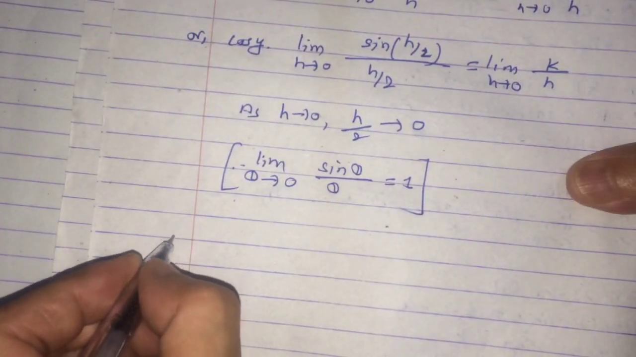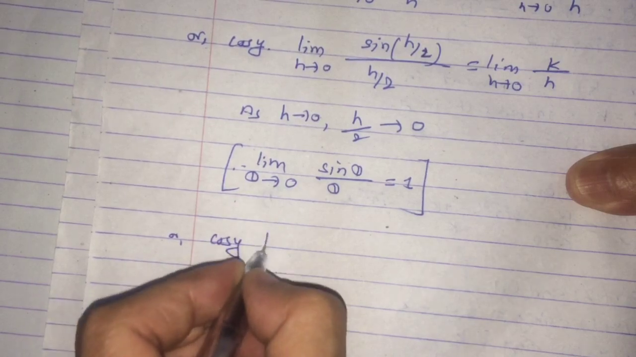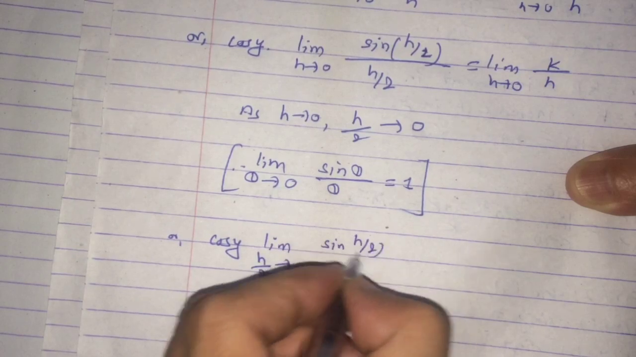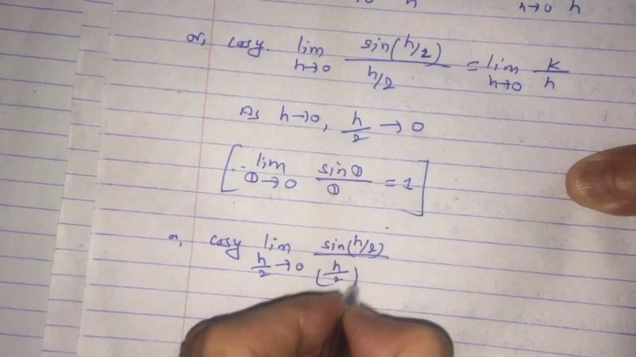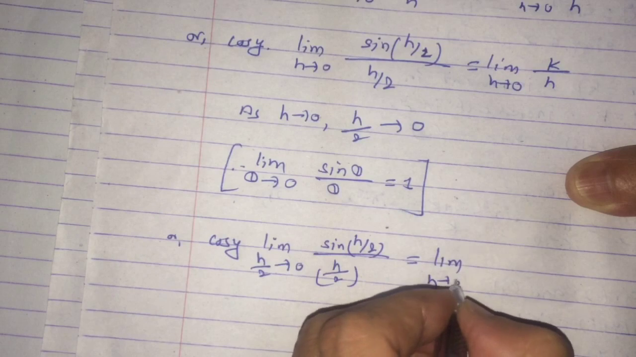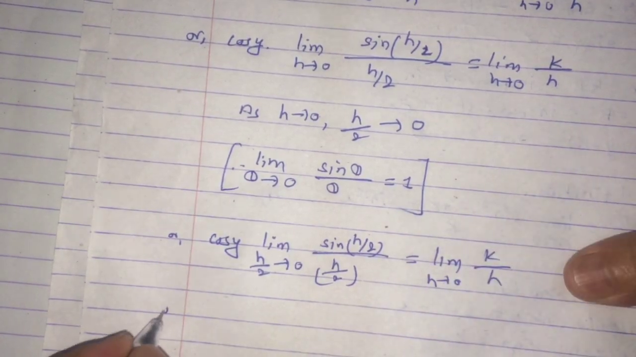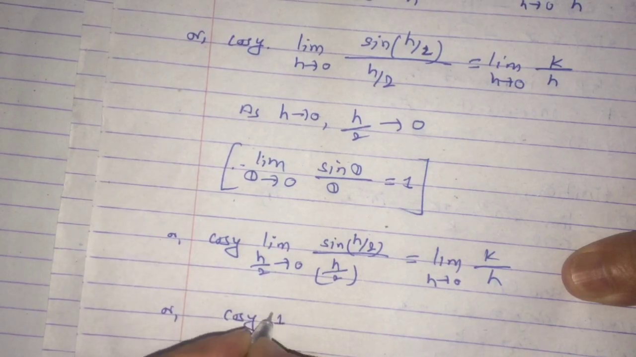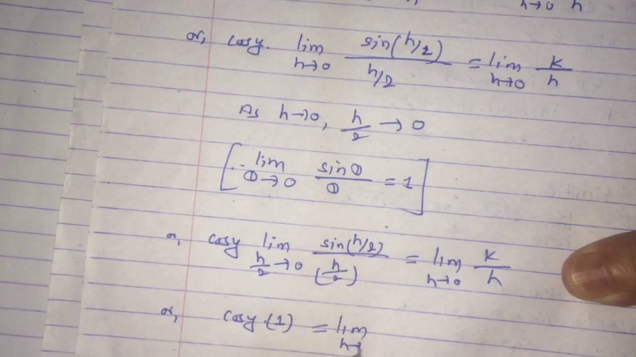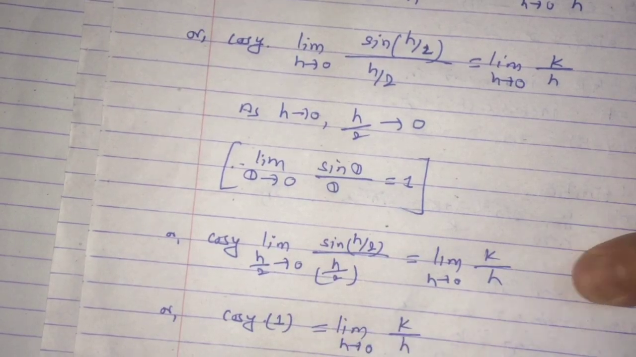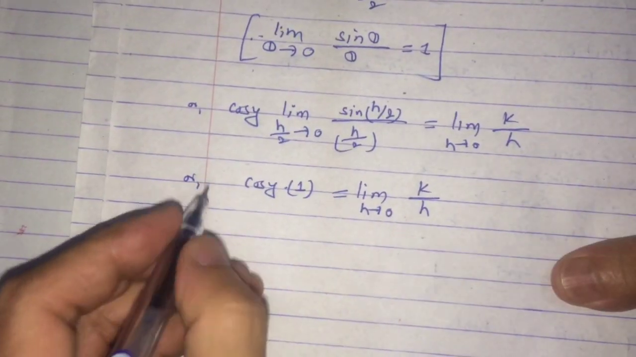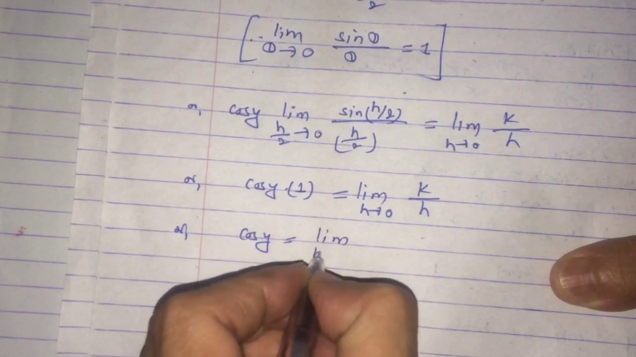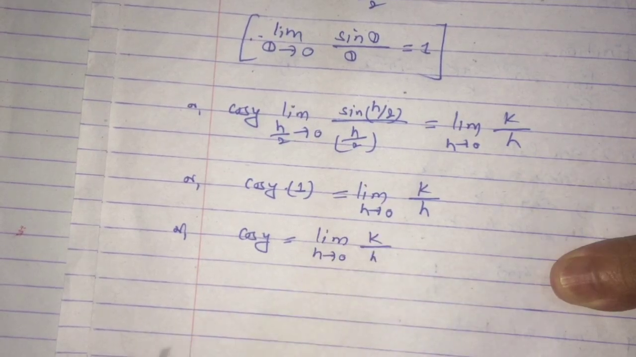Now we can write cos y times the limit as s by 2 tends to 0 of sine s by 2 whole divided by s by 2 is equal to the limit as s tends to 0 of k by s. Now this whole part becomes 1, so cos y times 1 is there, and the limit as s tends to 0 of k by s stays as it is on the right hand side. Or cos y is equal to the limit as s tends to 0 of k by s.